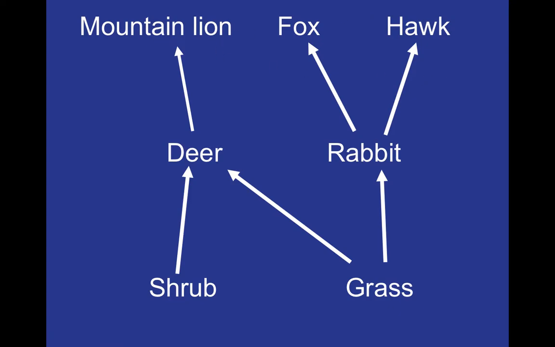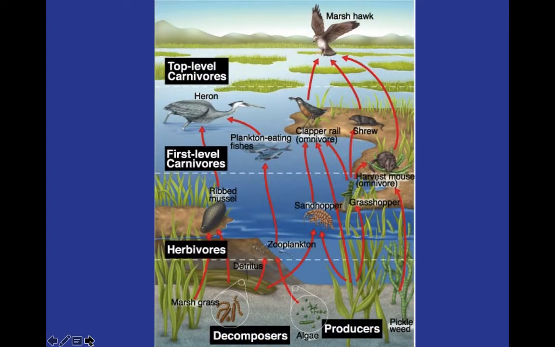We can also classify these based on what they are. The shrub and the grass are my producers, my rabbit and deer are my herbivores, and my mountain lion, my fox, and my hawk are all carnivores. In this particular one, I don't have any omnivores. Now this one is very simple, but if you look here, you can see it gets pretty complex pretty quickly. And sometimes organisms can actually occupy more than one level. So let me give you an example here.